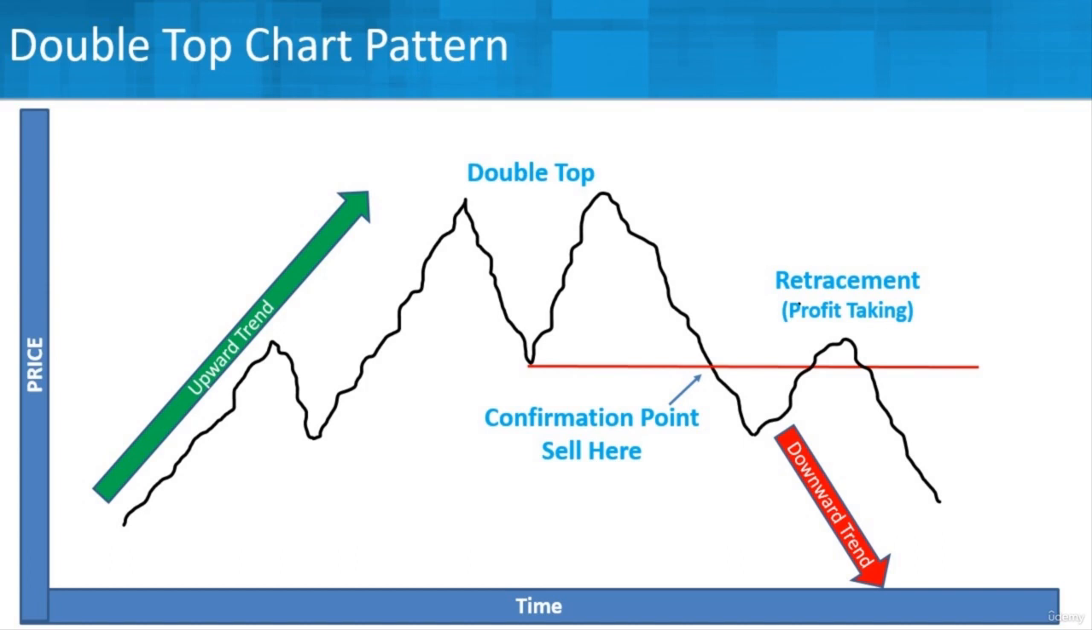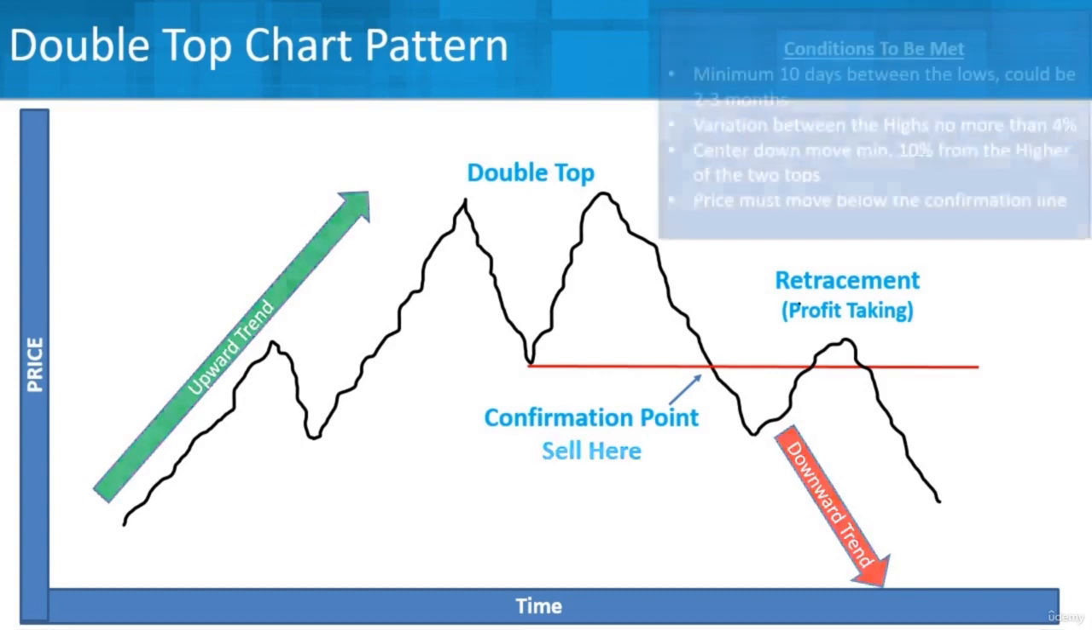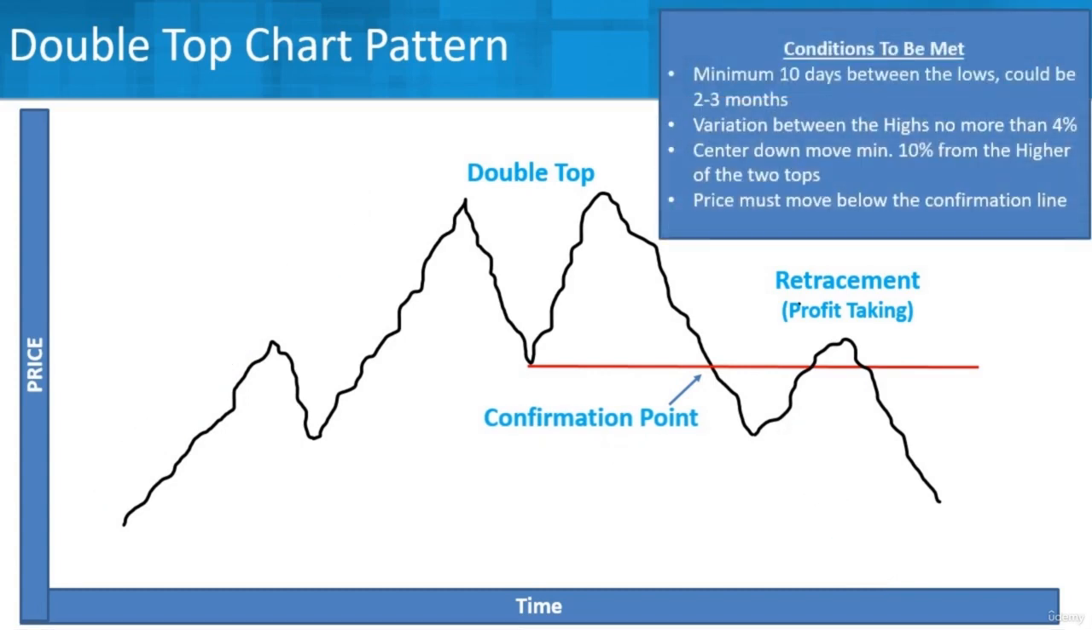It's tried to go higher twice, didn't make it, went back down through the confirmation point of that middle part of the letter M, and then it's done a full reversal and continues on down. And so you want to have sold around that confirmation point. Same thing as far as some conditions to be met.